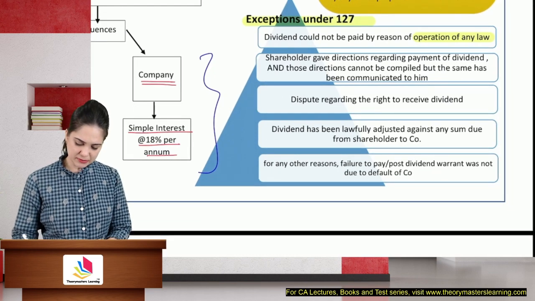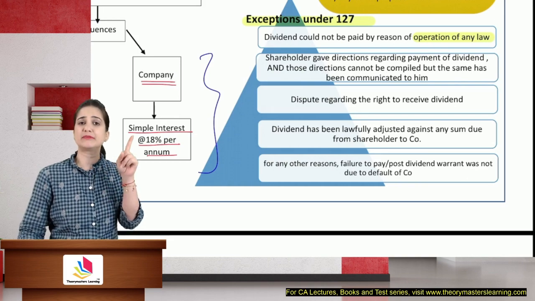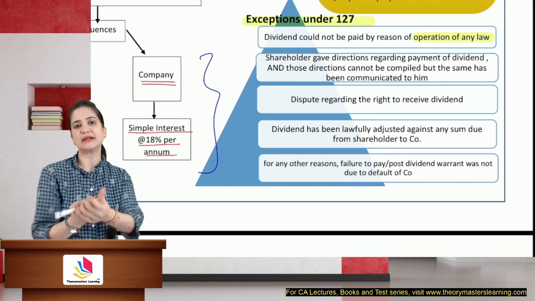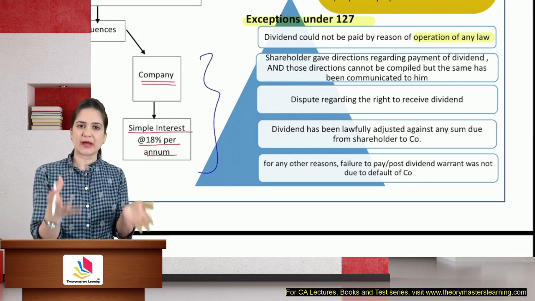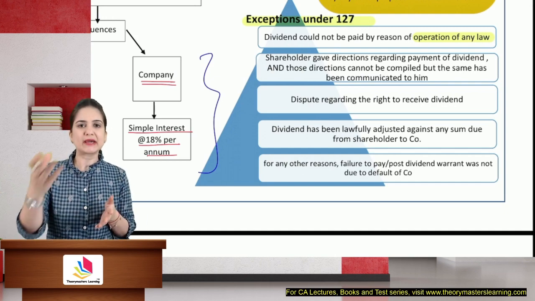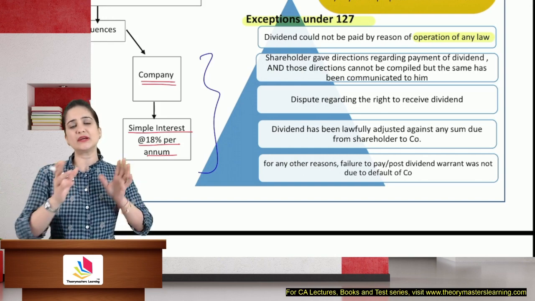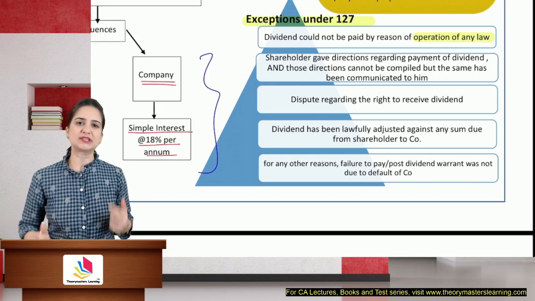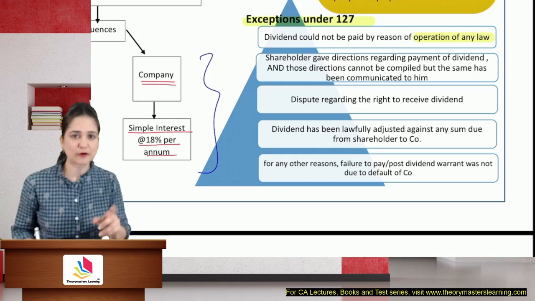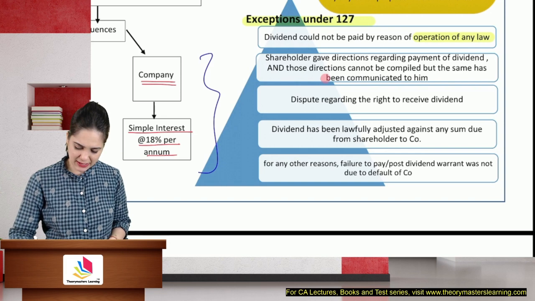Shareholder has given direction regarding payment of dividend, like you deposit the dividend in my bank account, but he gave incorrect bank details. Person got married, name was changed, she updated in the bank's record but did not inform the company. Now the company is sending the dividend in the earlier name. It got rejected. Now in this case, the company is not at fault.